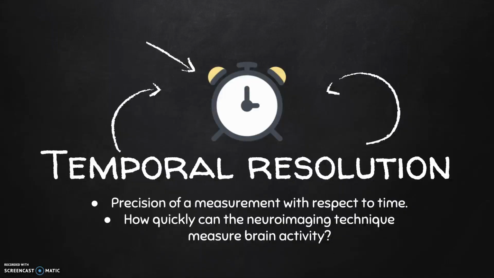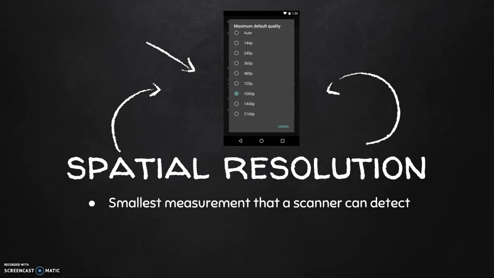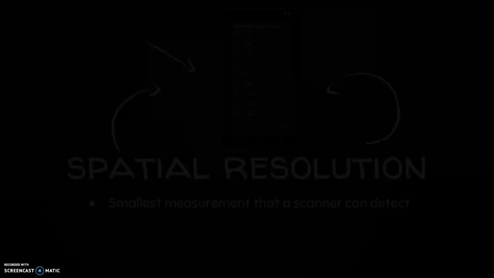Before we get started, there are two concepts that I want to cover. First of all, there's temporal resolution. What does this mean? Well, it's the precision of a measurement with respect to time. So simply, how quickly can the neuroimaging technique measure brain activity? Secondly, there's spatial resolution. It refers to the smallest measurement that a scanner can detect. Think about it like a YouTube video. You want the quality to be as good as possible so you can see every detail, every pixel clearly. So think about this when you're doing your evaluation.